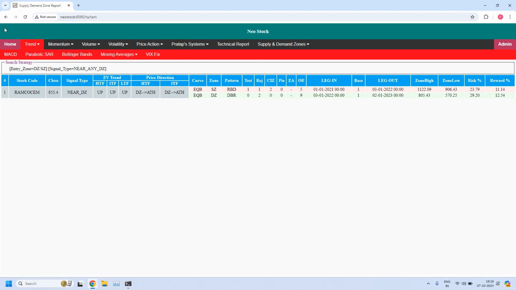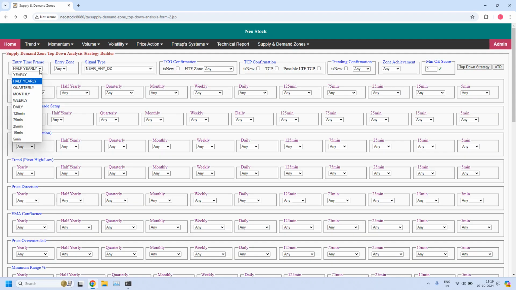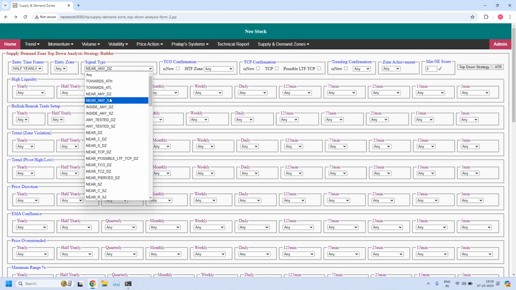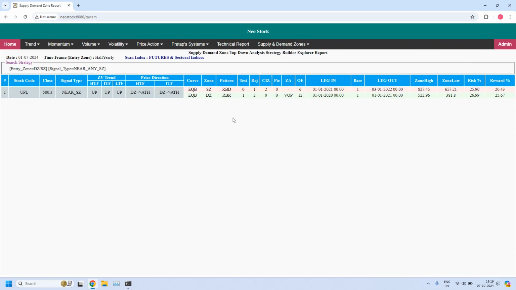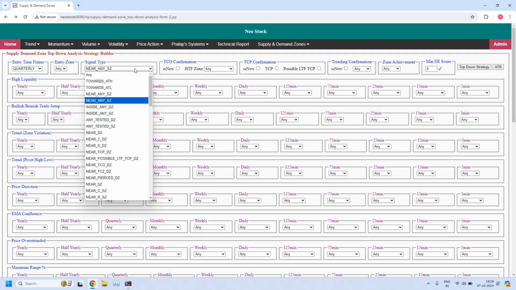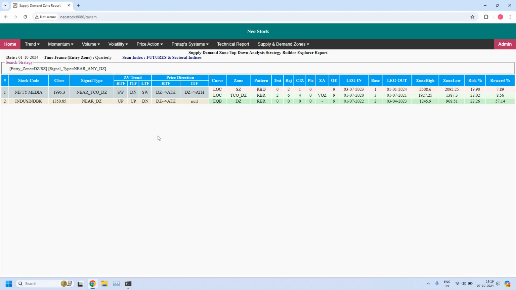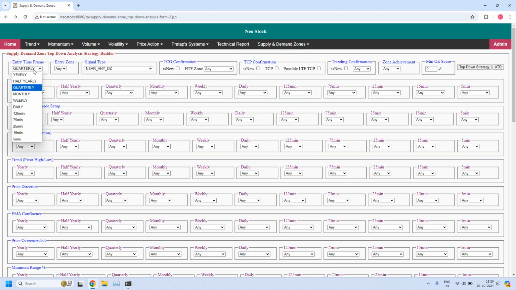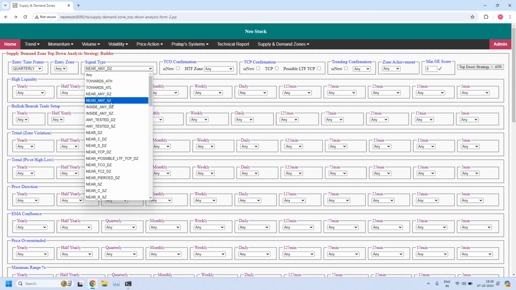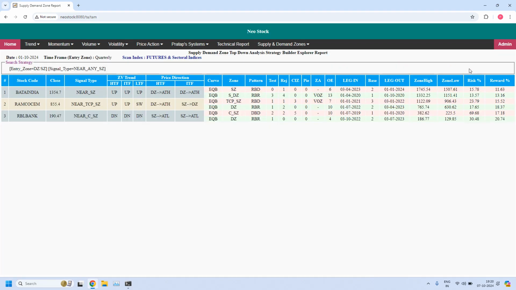Okay, now let's generate the next report. For half-yearly time frame, let us find the stocks near half-yearly supply zone. One stock is filtered. Next time frame is quarterly. Let us find the stocks near quarterly demand zone. Two stocks are filtered. Next, for quarterly time frame, let us find the stocks near quarterly supply zone. Three stocks are filtered.